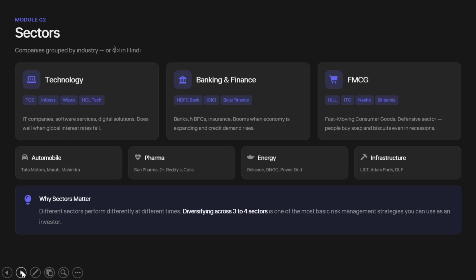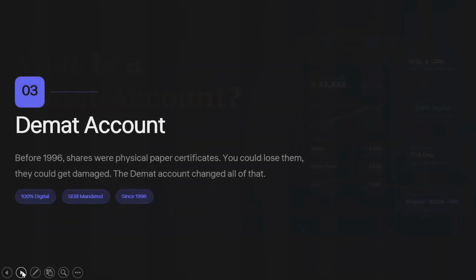Now that you know what stocks are, let us talk about how to actually buy them. That is Module 3, the Demat account. Before 1996, shares were physically paper certificates. You could lose them, they could get damaged, etc. The Demat account changed all of that. Let me show you how.